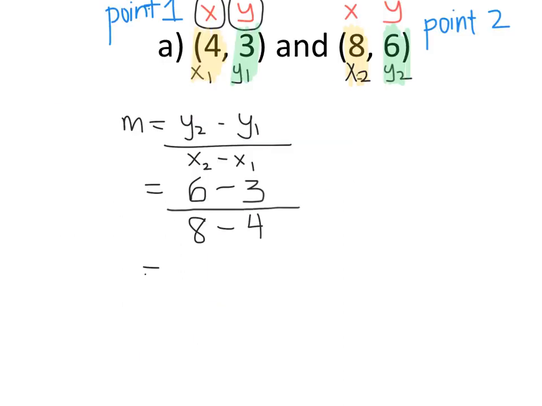Okay, so let's actually calculate this. 6 minus 3 is 3, and 8 minus 4 is 4. So we've got 3 over 4. We want to keep our answer as a fraction. 3 over 4 cannot be reduced into lower terms, so the slope that runs between these two given data points is 3 over 4.